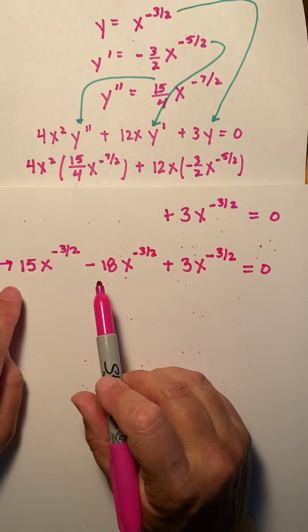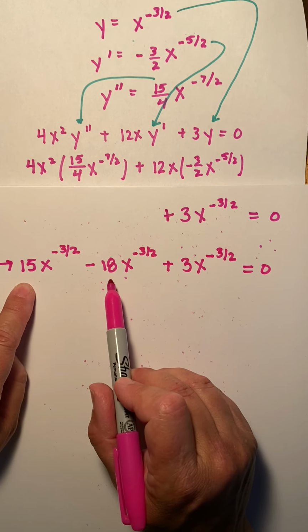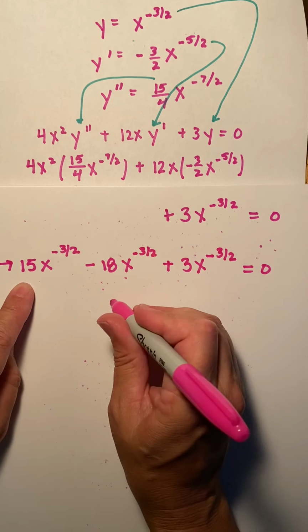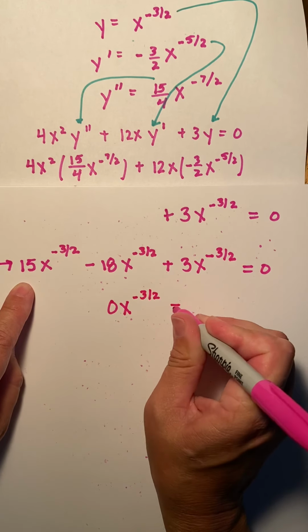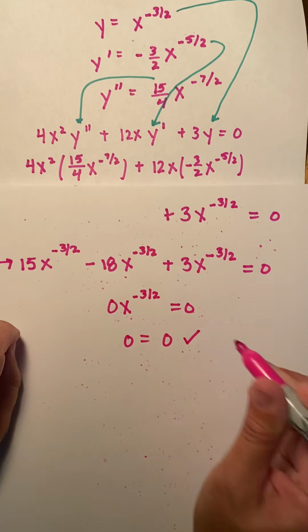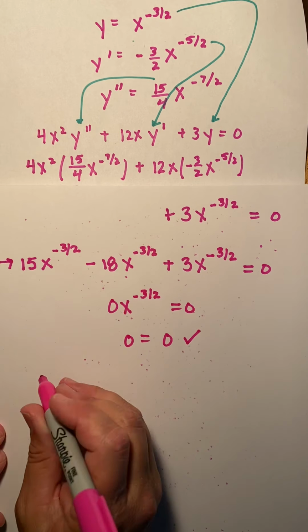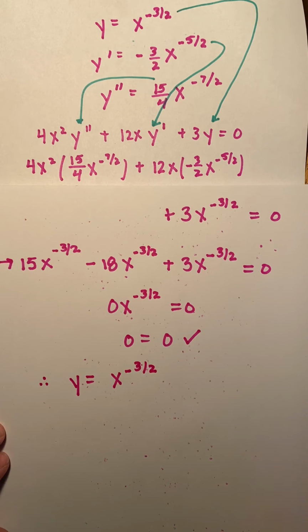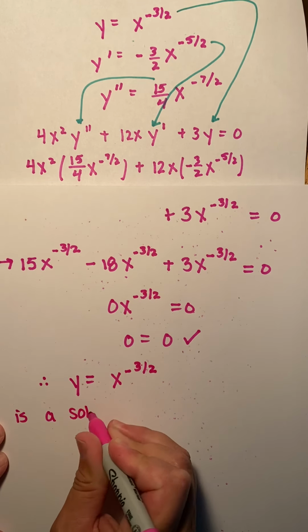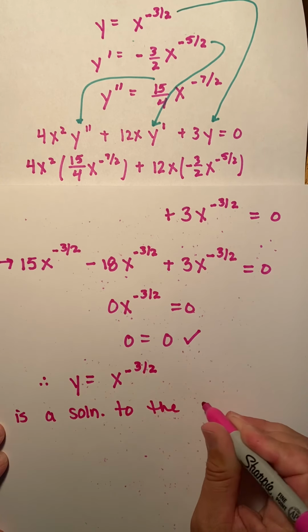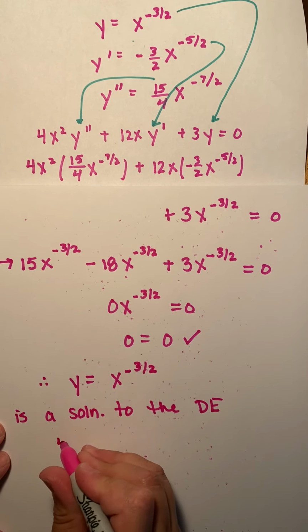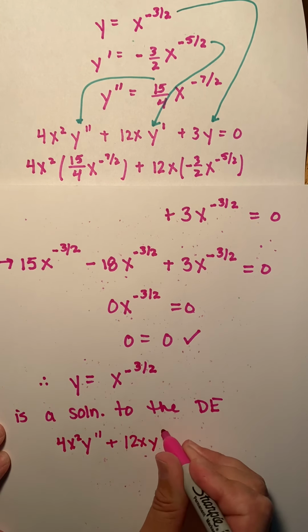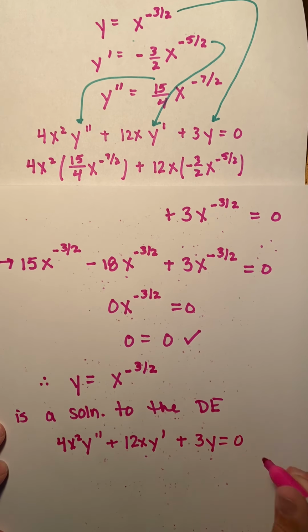Well, now we have all like terms. We have 15 x to the negative 3/2 minus 18 x to the negative 3/2 plus 3 x to the negative 3/2. So 15 minus 18 plus 3 is 0, so 0 x to the negative 3/2 equals 0. 0 equals 0. So there we did it. We just showed that the function y equals x to the negative 3/2 is a solution to the differential equation 4x squared y double prime plus 12x y prime plus 3y equals 0.